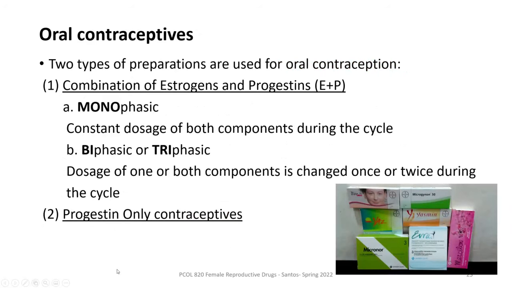Okay, so let's start talking a little bit about contraceptives. For oral contraceptives, we have mainly two types: either a combination of estrogen and progestins, or contraceptives that are progestin-only. Among the combination ones, the most popular are the monophasic, meaning you have a constant dose of both components during the whole cycle. But we also have biphasic and triphasic, meaning there will be changes in the concentration of both components once or twice during the cycle.